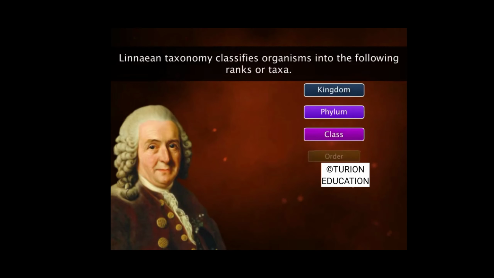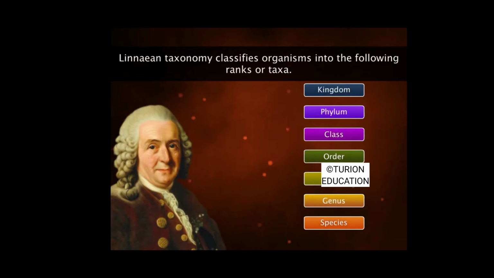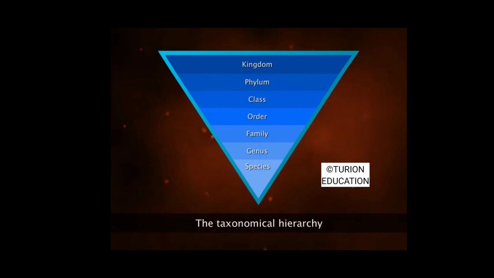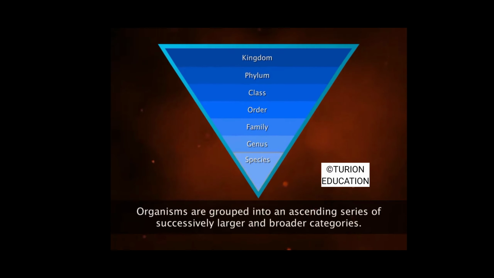Linnaean taxonomy classifies organisms into 7 major ranks called taxa, singular taxon. The taxa are kingdom, phylum, class, order, family, genus, and species. These categories or taxa form a taxonomic hierarchy, which can be represented as an inverted pyramid. Organisms are grouped into an ascending series of successively larger and broader categories.